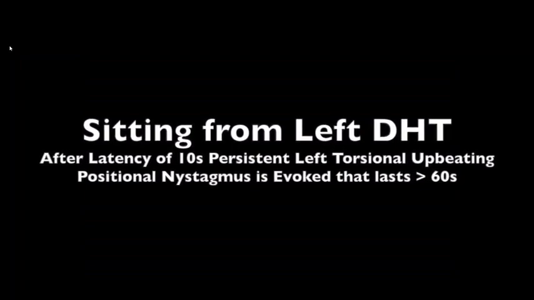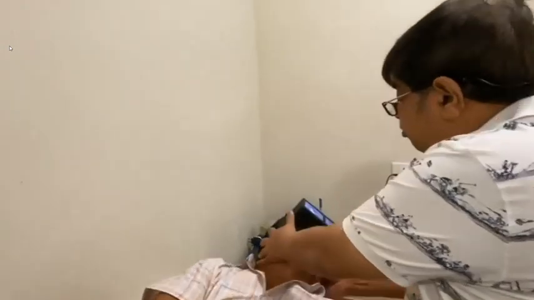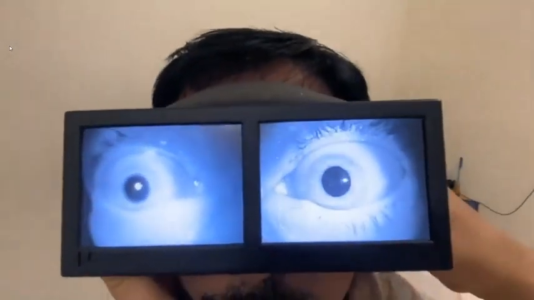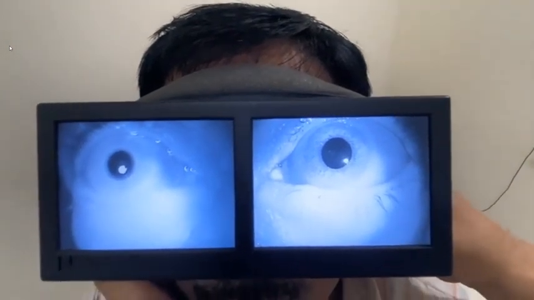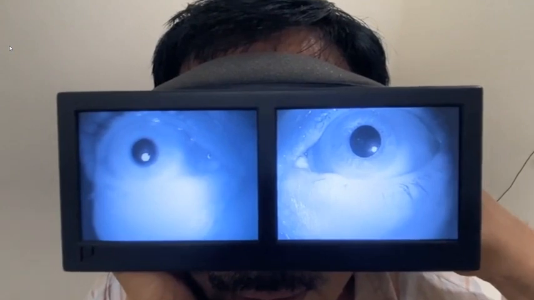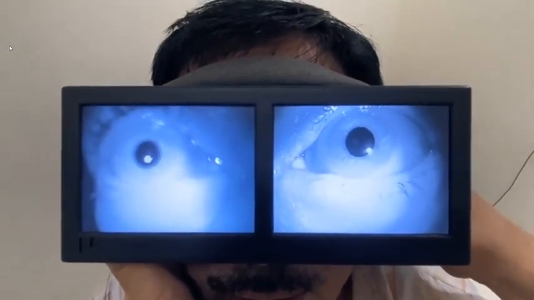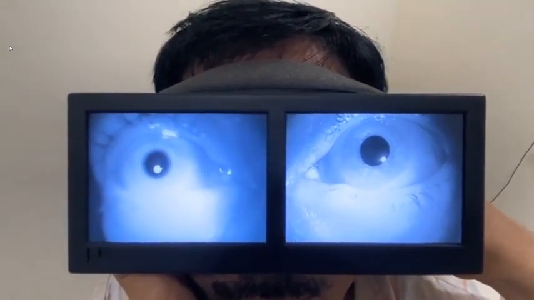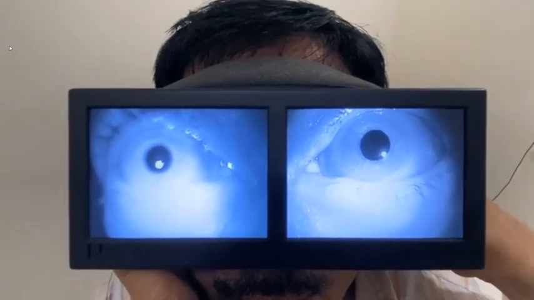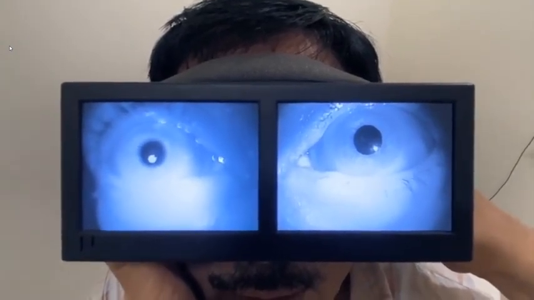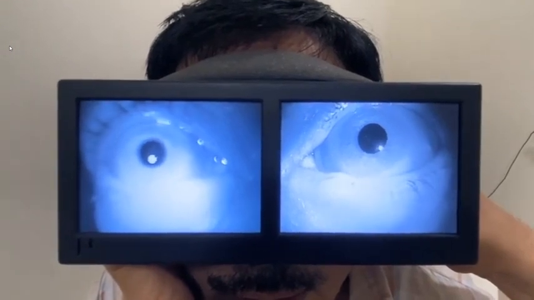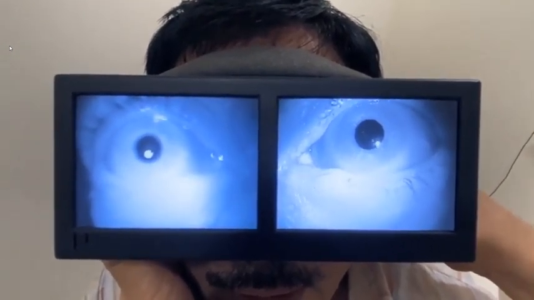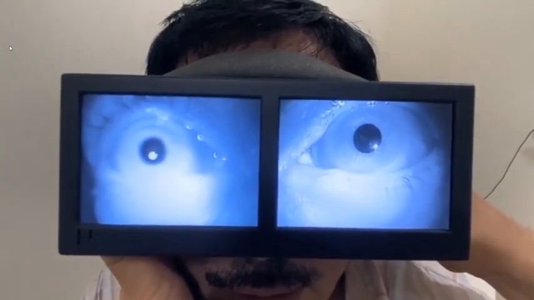So as the patient was uprighted from the left Dix-Hallpike position, after a latency of 10 seconds, there was a persistent left torsional upbeating positional nystagmus. Here it starts, left torsional upbeating positional nystagmus. I observed this for a full 70 seconds and then labeled it as persistent left torsional upbeating positional nystagmus on sitting up from the left Dix-Hallpike test.